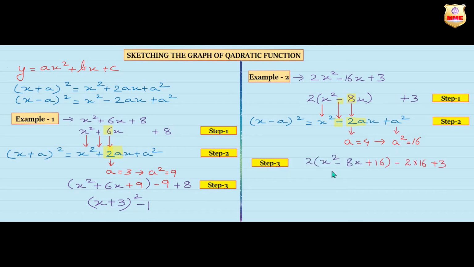Now at last in step 3, we will make this equation a perfect square by adding the value of a square, that is 16, and correspondingly we will subtract the same amount so that this equation is not affected. Now we have this equation in a perfect square format, and that is 2 in bracket x minus 4 whole square minus 29.